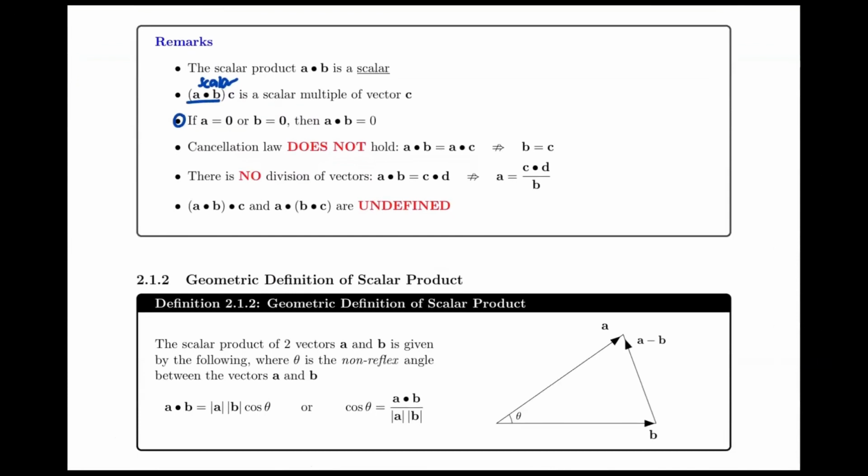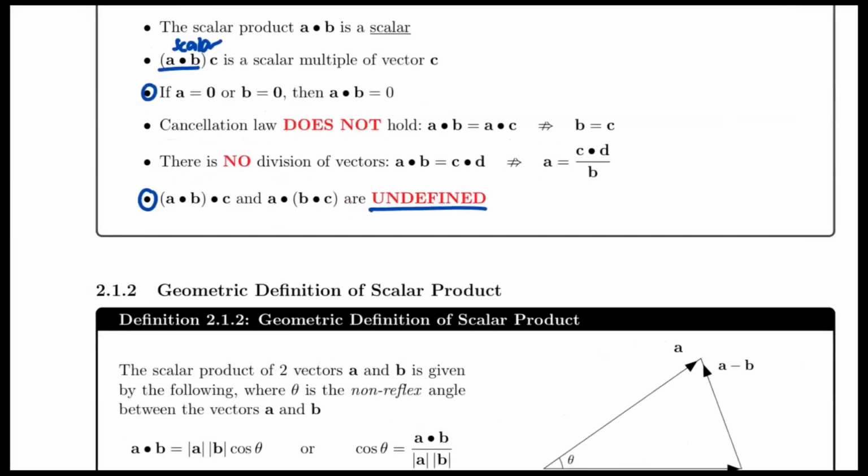This last one is also pretty important. Do you know why it is undefined? Why is it that A dot B dot C is undefined? Because? Why? Why is there no such value for A dot B dot C?